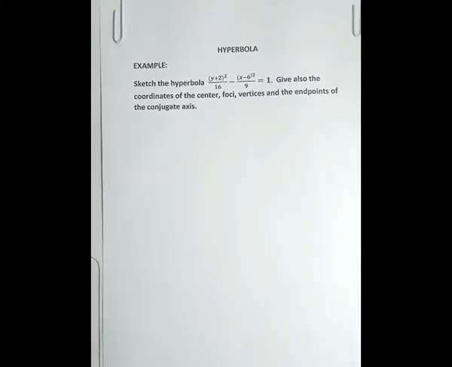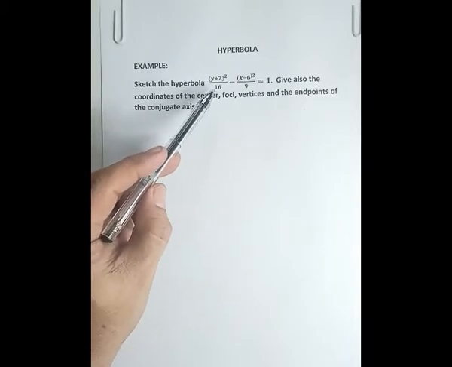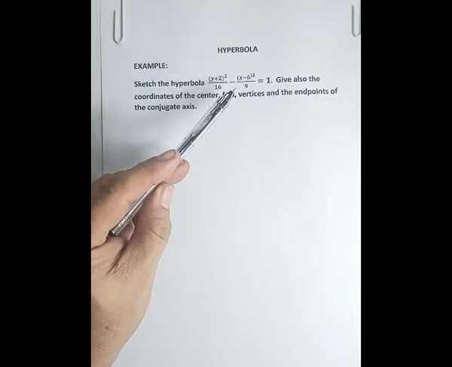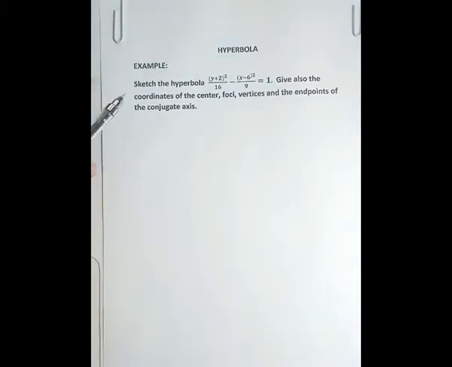Okay, let us solve this problem. So it is still on the topic hyperbola. We're given the hyperbola (y plus 2) squared over 16 minus (x minus 6) squared over 9 equals 1. We're going to sketch this one, then indicate the center, foci, vertices, and points of the conjugate axis.